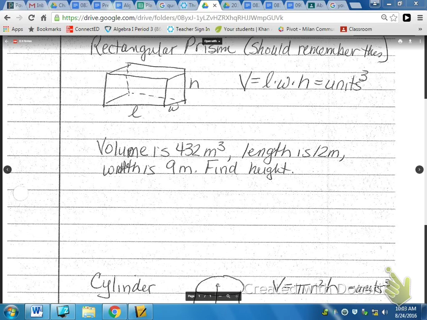So the volume of a particular rectangular prism is 432 meters cubed. And the length of the prism is 12 meters. The width is 9 meters. And our job is to find the height.